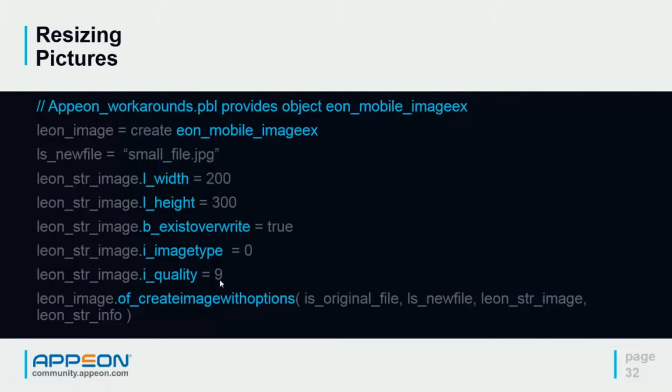But there are sometimes we use the 5, the 6, and we even get very good quality images. The lower the number you put here, the lower the quality, the smaller your image will be. So you need to do some testing and see what image quality is good for you, and you go with that number. After you put the information in your structure, you call the image with option function, and that's it. It will generate the file in your mobile device for you.